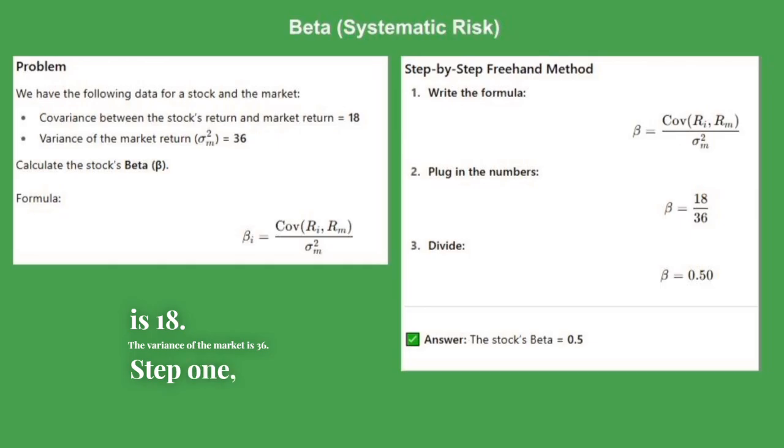Step 1, write the formula with the numbers. Beta equals 18 divided by 36. Step 2, divide 18 divided by 36 equals 0.50. So the stock's beta is 0.5. That means this stock has half the risk of the market and will move less than the market overall.